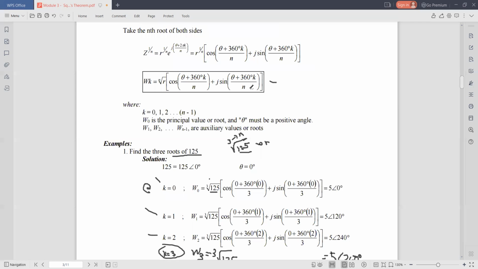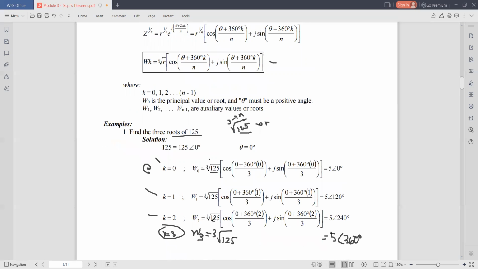So, here is the formula. You just need to identify the number of roots. So it is the nth root of your magnitude. Then take the cube root of 125, that is 5. Then you follow this trigonometric formula: cosine of 0 plus 360 times K over N, plus j sine and so on. And so this is for your first example.